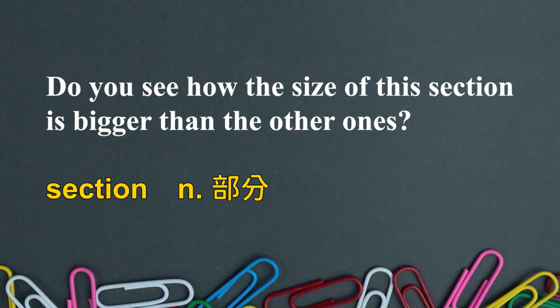So he asks her a question. Do you see how the size of this section, again, he says this because he's pointing at something. Do you see how the size of this section is bigger than the other ones? So he's looking at her pie chart, right? Do you see how the size of this one is bigger than these other ones?